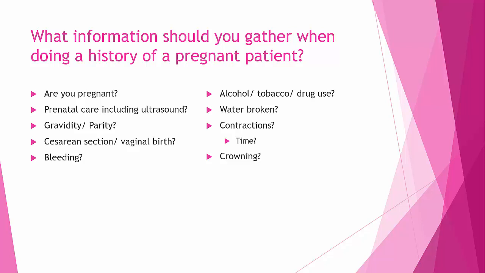Are they pregnant? How long have they been pregnant? How many times have they been pregnant? Get that GPA, that gravida, para, abortions. So how many times have they been pregnant? How many times have they had a live delivery? And how many times have they had a miscarriage or abortion? And as far as that goes, it doesn't matter whether it was a medically induced abortion or a spontaneous miscarriage. They're kind of the same.